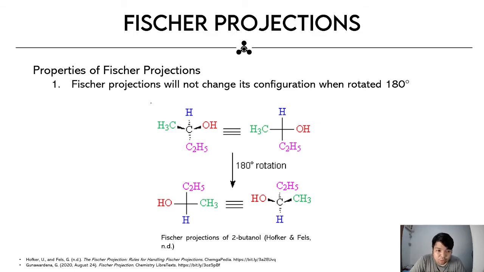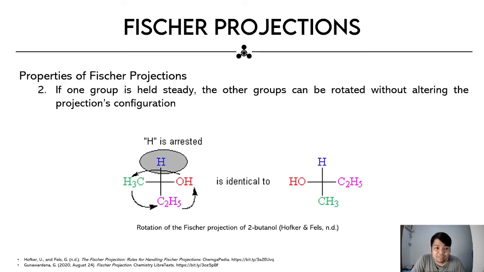Okay, if you notice, if you rotate 180 degrees, the substituents pointing forward are still at the sides, and the substituents pointing backward are still at the top and at the bottom. Nothing changes. You did not change the 3D orientation of the molecule. Then another is that if one group is held steady, the other groups can be rotated without altering the projection's configuration. So in the 3D structure, it would actually look like this.